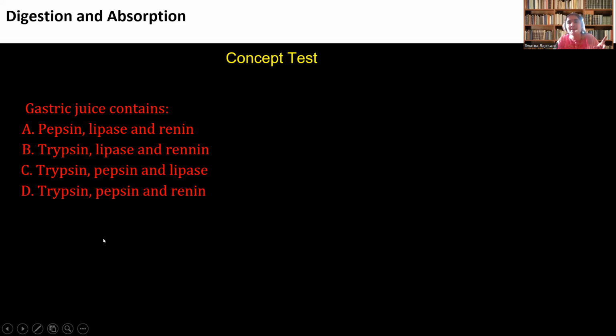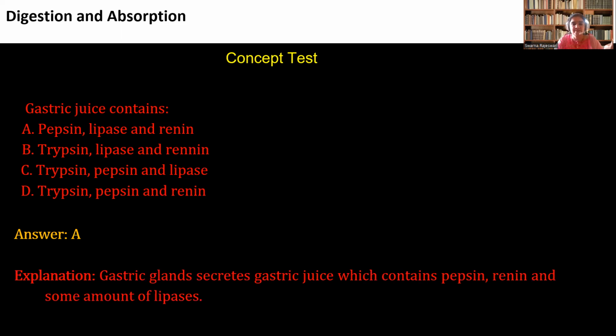Pepsin is a proteolytic enzyme released by the gastric glands, whereas trypsin is also a proteolytic enzyme released by the pancreas. So there is a difference between pepsin and trypsin. Both are proteolytic enzymes, but trypsin is released by the pancreas, whereas pepsin is released by the stomach. So gastric juice contains pepsin, lipase, and renin. We have to avoid the other three options. So the correct answer is pepsin, lipase, and renin. Again, remember trypsin is released by the pancreas, whereas pepsin is released by the stomach, that is the gastric glands.